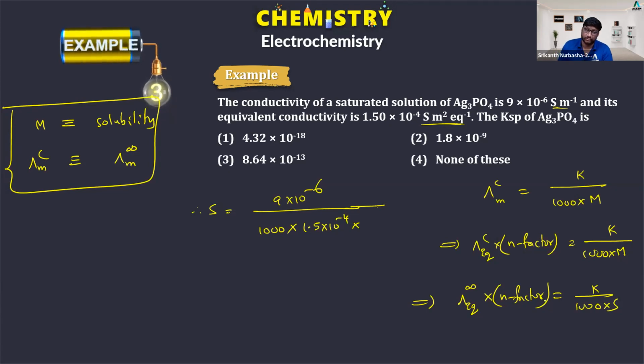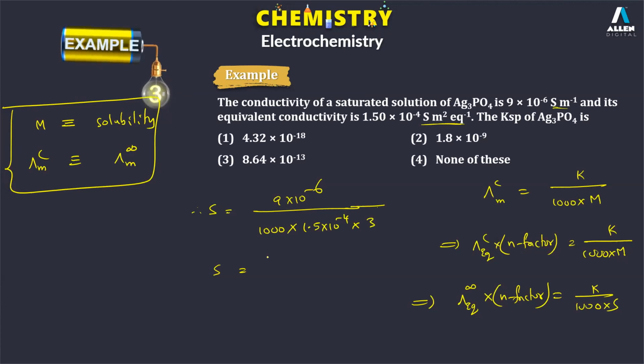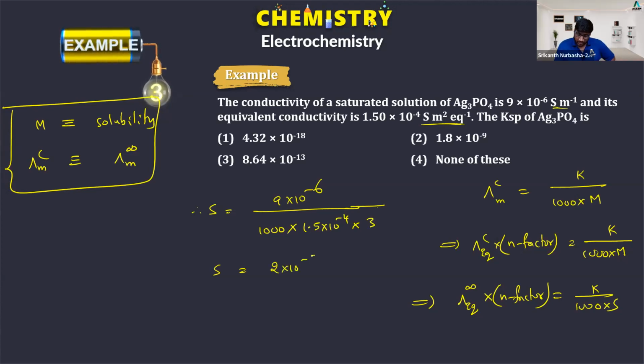Ag3PO4. What is the n factor? It is 3: 3 Ag plus or PO4 3 minus. So the magnitude of all the positive charge and negative charge is 3. So 9 into 10 power minus 6 by 1000 into 1.5 into 10 power minus 4 into 3. What is the solubility you are getting? 2 into 10 to the power minus 5. Others also check it out.